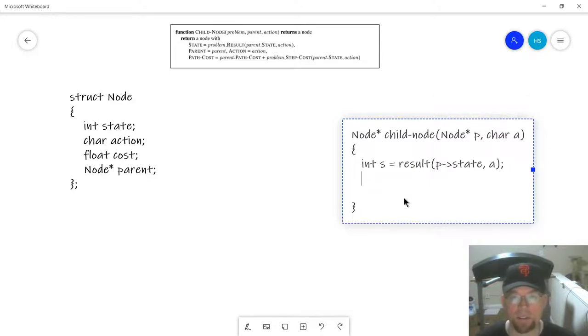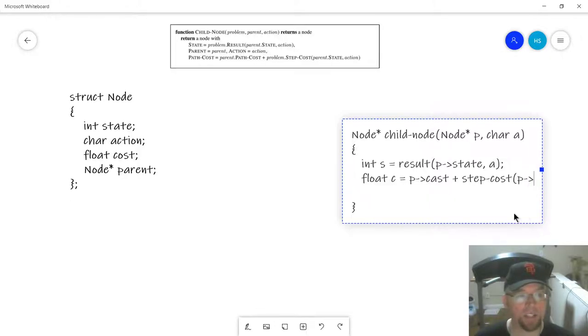And then the path cost, what did I call that? Float C equals the parent path cost. So I'd have to ask the parent for its cost plus the step cost. The step cost would be the cost of going from the parent state to this current state. So that's one edge within the path, the distance between the parent node and the child node in the path. So you've got the entire cost to get to the parent plus the cost of getting from the parent to the child. Okay, so step cost needs a state, so the parent state plus the action.